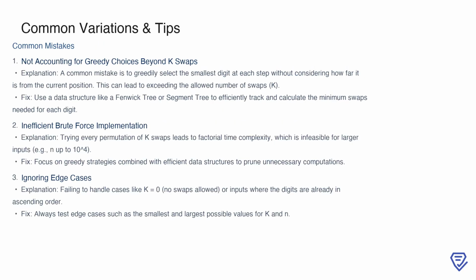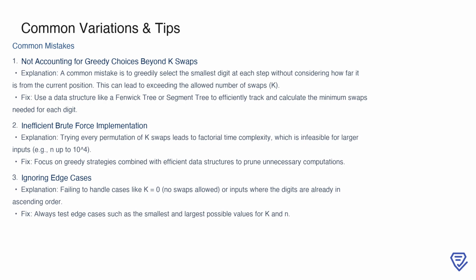One common mistake when solving this problem is to make greedy choices without fully accounting for the constraints of the k swaps. For example, if you always pick the smallest digit at each step but ignore how far the digit is from its current position, you might end up using more swaps than allowed, rendering the solution invalid. To prevent this, you can use data structures like a Fenwick tree or segment tree. These structures help you efficiently calculate the minimum number of swaps required to move a digit to a specific position.